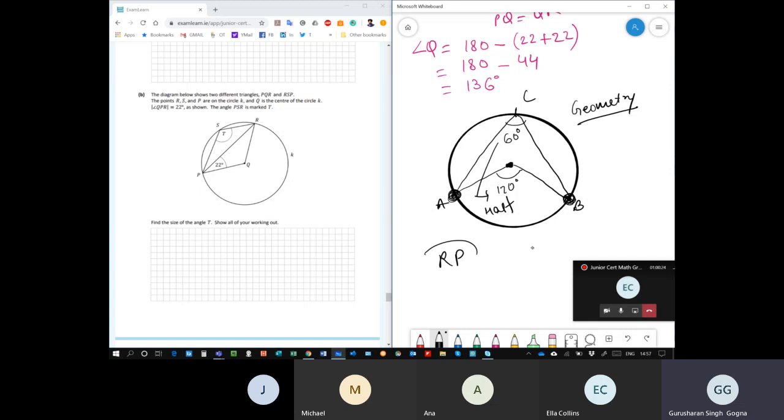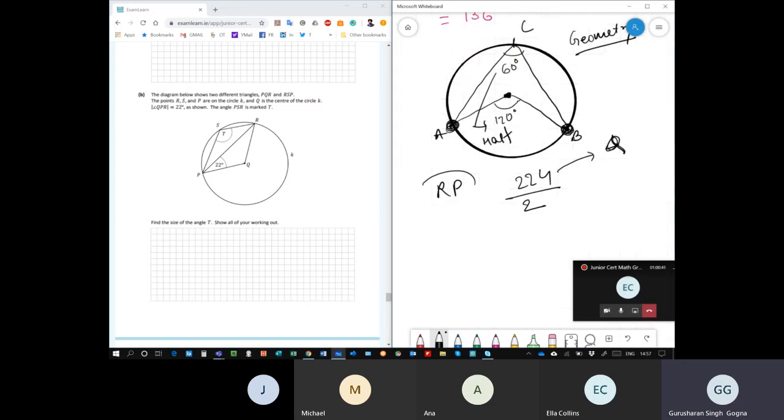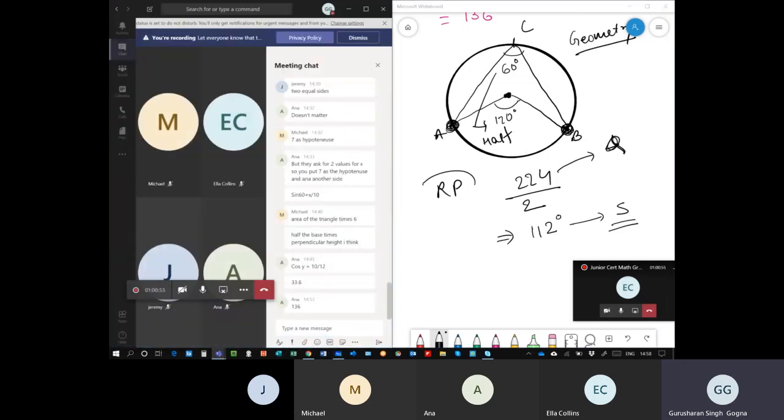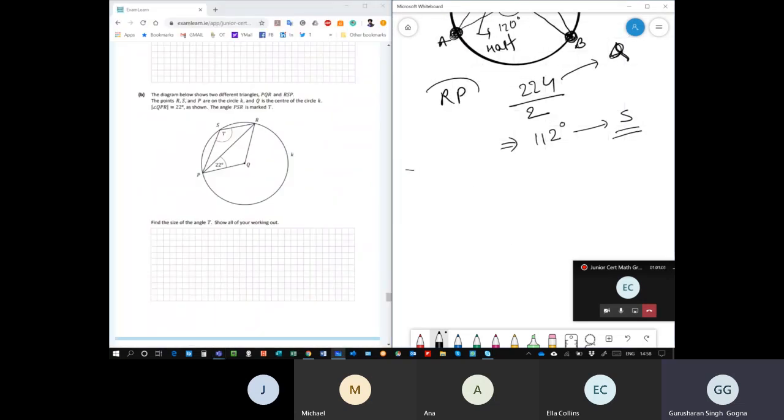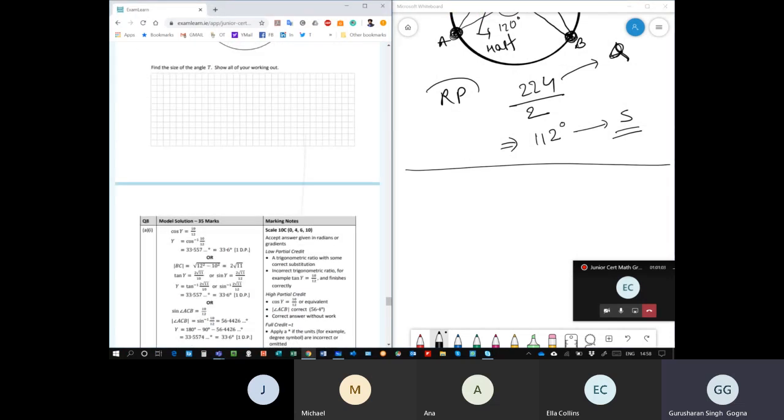So one angle is 224 and the other would be half of that, because 224 is when you are connecting to the center, point Q. And half of that will give you 112. And that is when you connect to point S. So you need to use some properties from your geometry as well in such questions.